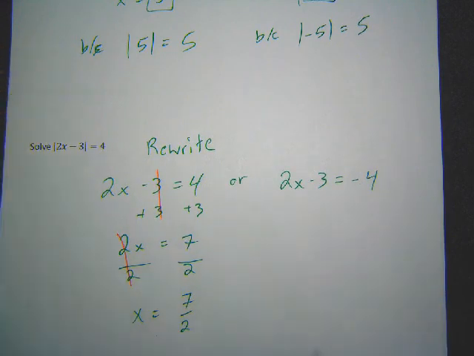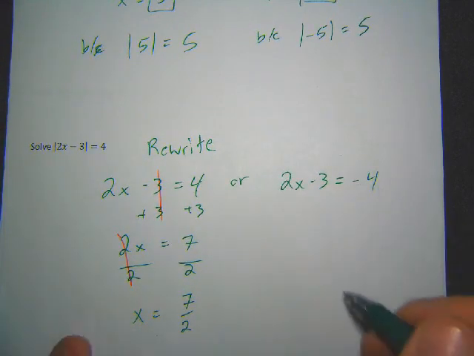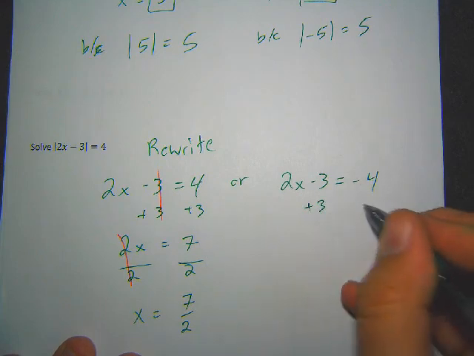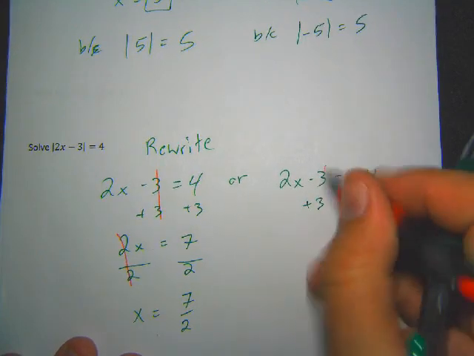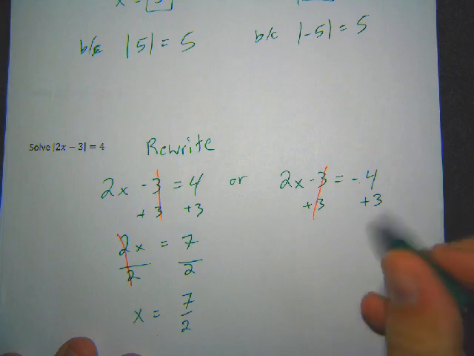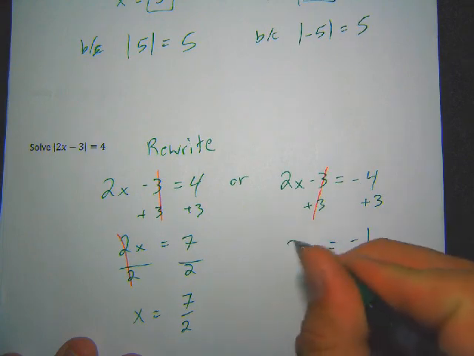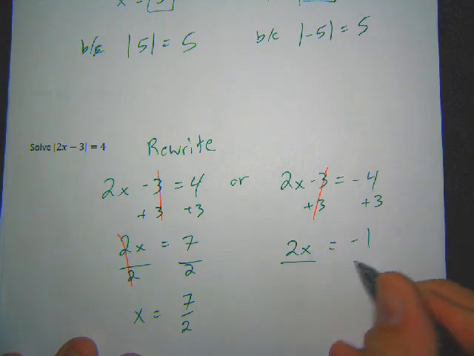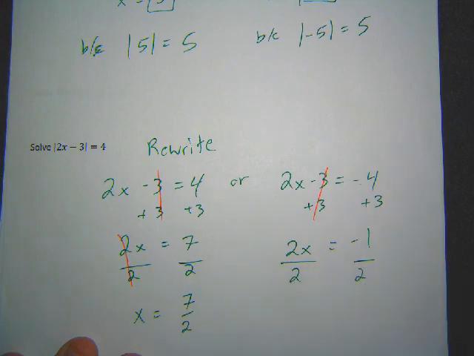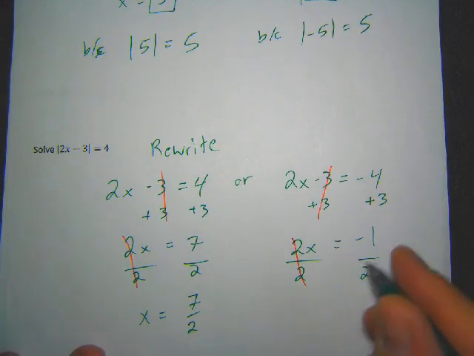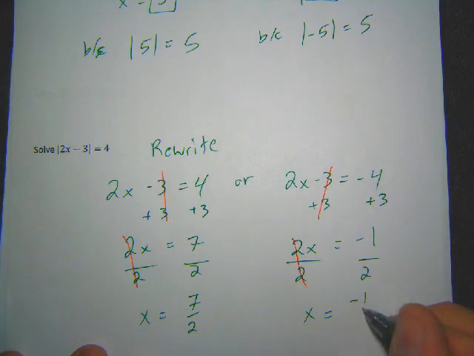Okay, now we have the other option, the other equation where it gives us the negative version. So I'm still going to add 3 to both sides, but this time when you add 3, this negative 4 plus 3 is actually going to give us a negative 1. So 2x equals negative 1. Divide by 2 on both sides. So same process basically, just going to get different answers. So here we have x equals negative 1/2.